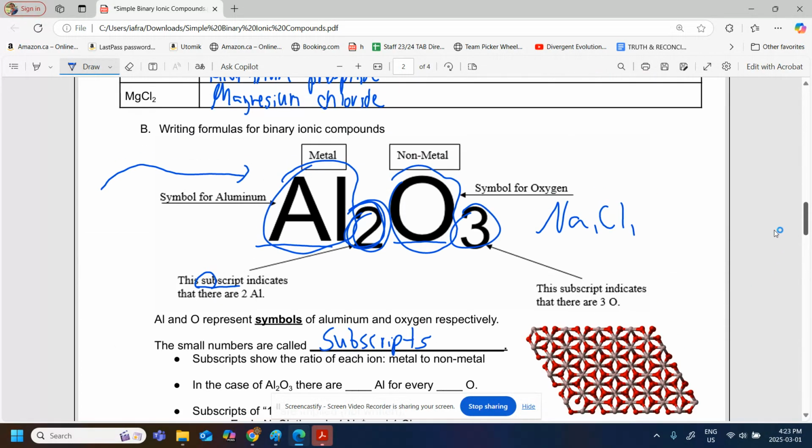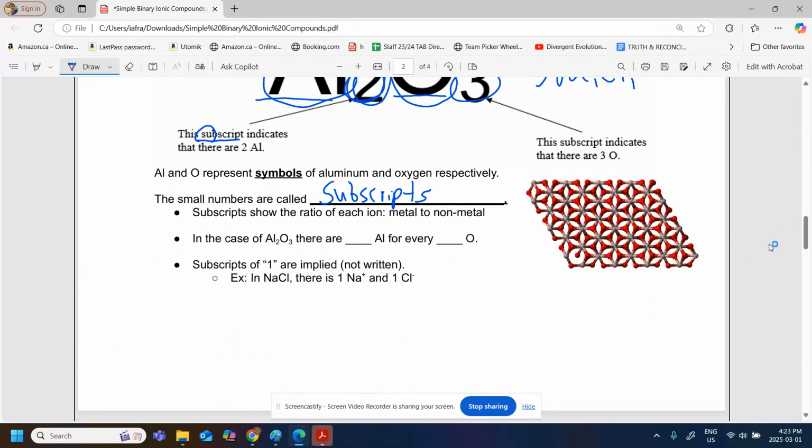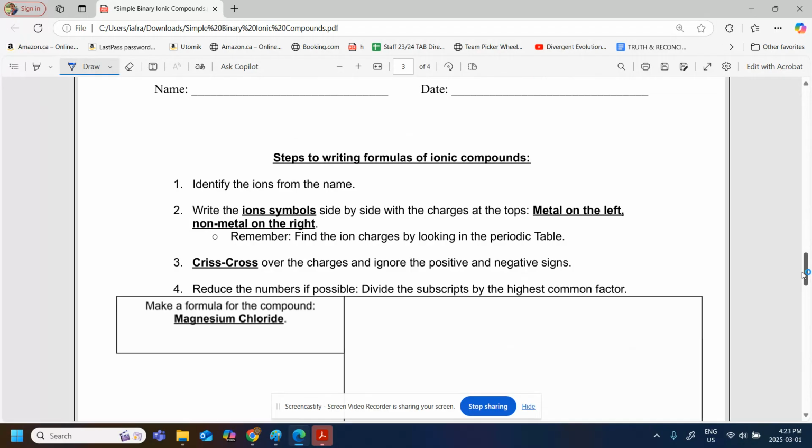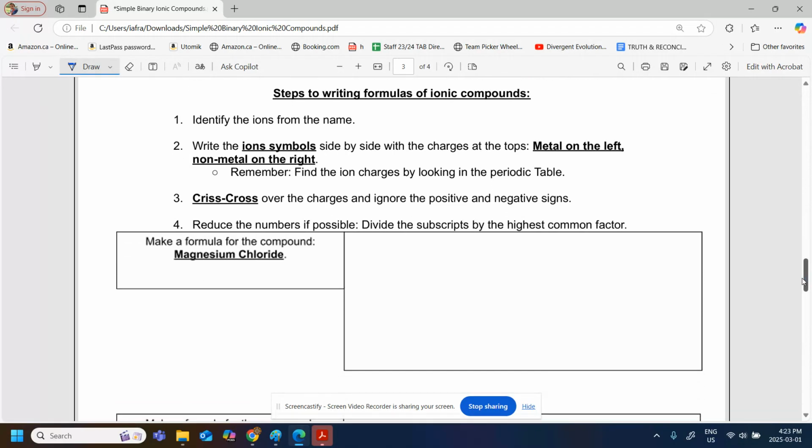So let's go take a look at our example here. This means in Al2O3, we have 2 aluminums for every 3 oxide ions that are there. Or, like I said, if there's a 1, it's implied. So we don't have to write the 1, but we know there's 1 sodium for every 1 chloride ion that is there. So let's go take a look at how to write a formula if you're given a name.